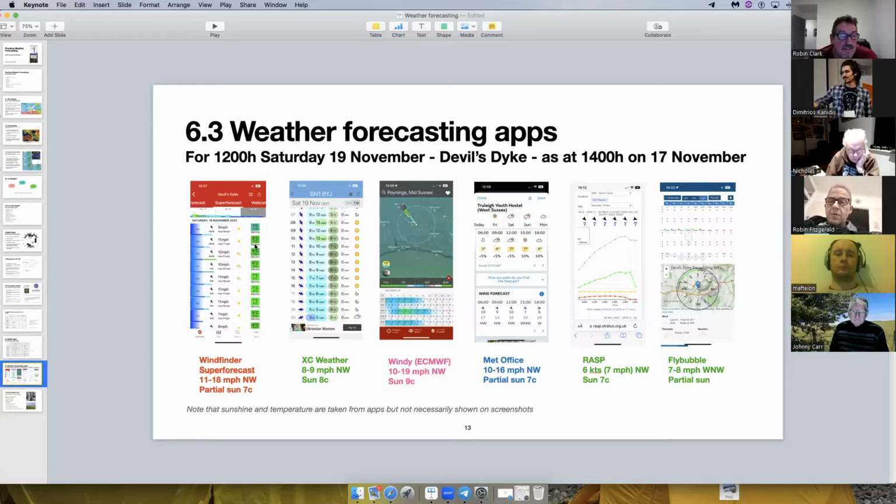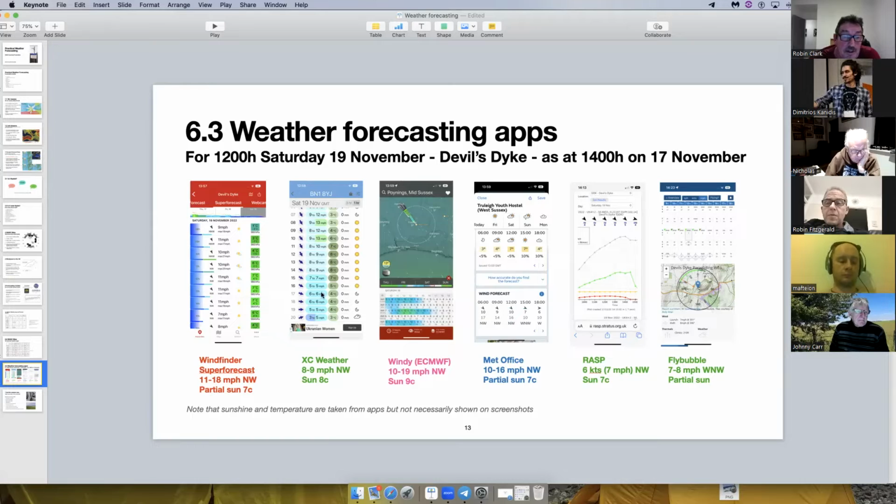So what we see moving from left to right, these are all screenshots from my phone. The super forecast, which is paid for. I think you can get some of it on the free version, but my app's a paid app. It's Windfinder Pro. So it's saying that at midday here, we're expecting northwesterly wind between 11 and 18 miles an hour with partial sun and 7 degrees temperature.